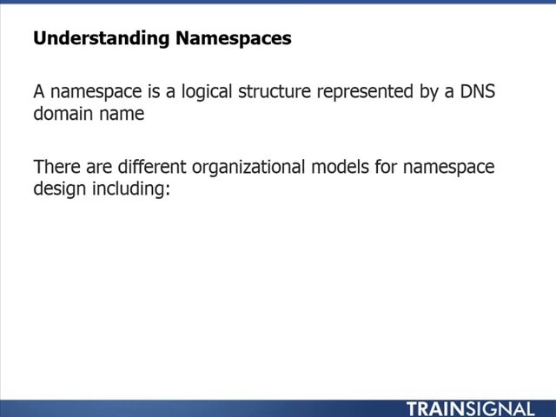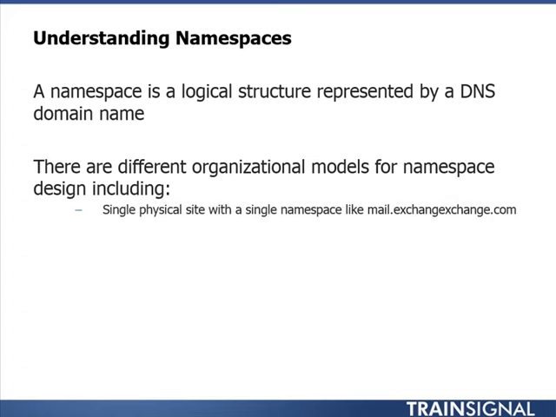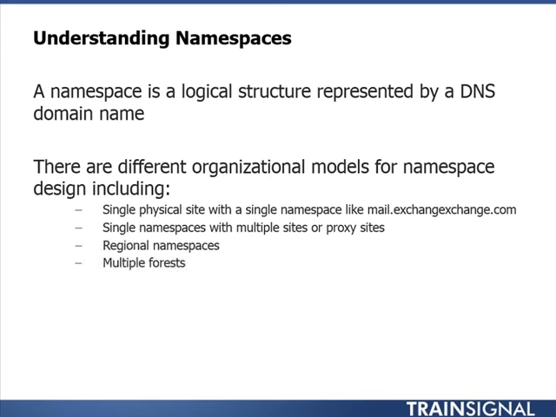Now, there are different organizational models for namespace design, and we're not going to get into the nitty-gritty of this. There's really no point in over-focusing on this. It's important that you read the articles at the end of the lesson to really get the full grasp of this. But the easiest model is the single physical site with a single namespace, like mail.exchangeexchange.com. Then you might have single namespaces with multiple sites or proxy sites. You might use regional namespaces, and then you might use multiple forest namespaces.